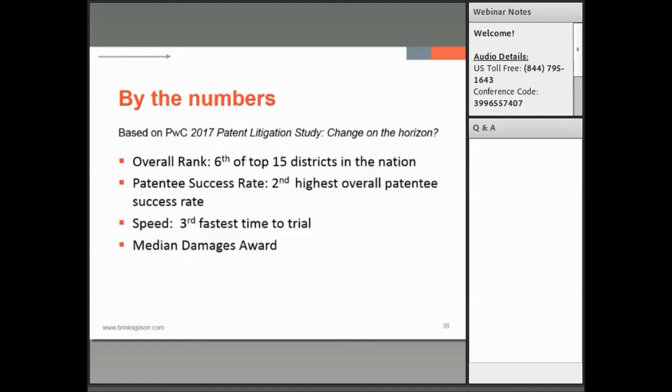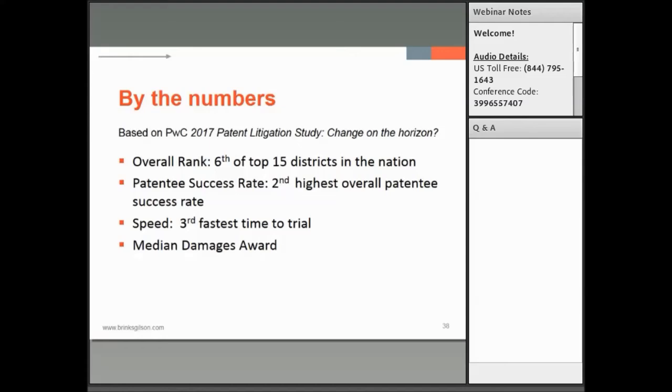So why isn't Florida even more popular as a destination? That is the median damages award. At this point, the median damages award for patent infringement actions in the Middle District is about $500,000, and that is frankly tiny compared to its brethren jurisdictions in Delaware, Virginia, and Texas, which are all over $15 million.